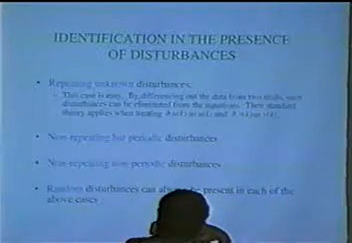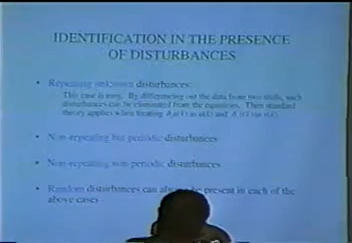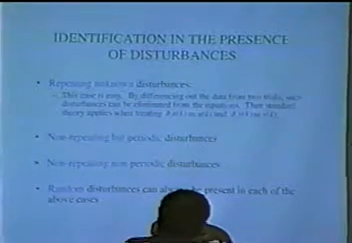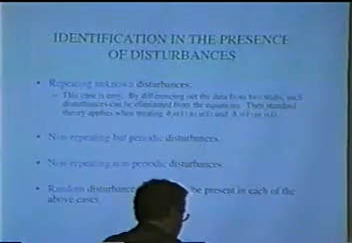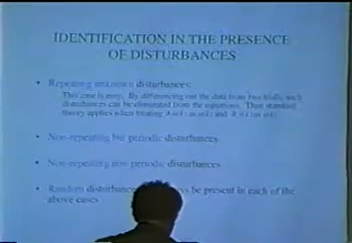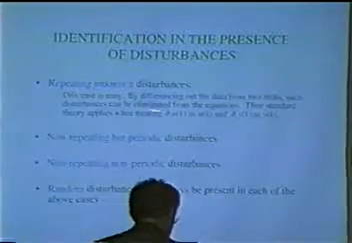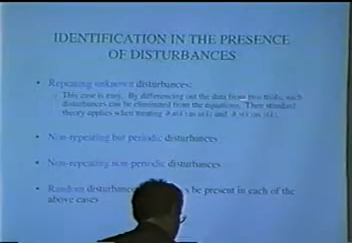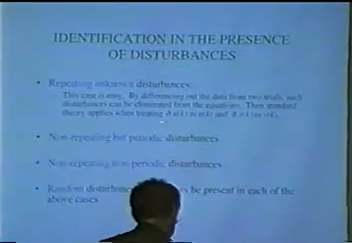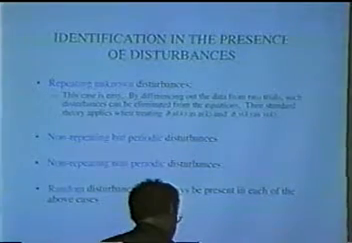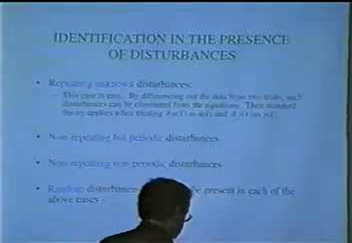So everything I said so far can be applied to this first case, repeating unknown disturbance. Just difference them out and be done with it. And then use standard techniques, whatever. You can use the induction matrix or your favorite technique to get the microparameters. So that case is easy. By differencing out the data from two tries, the disturbance can be eliminated from the equations, and then standard theory applies when treating del u as u, del y as y. So that case I'm not going to talk too much about because we already handled it. Just change del u to u, del y to y, and done.